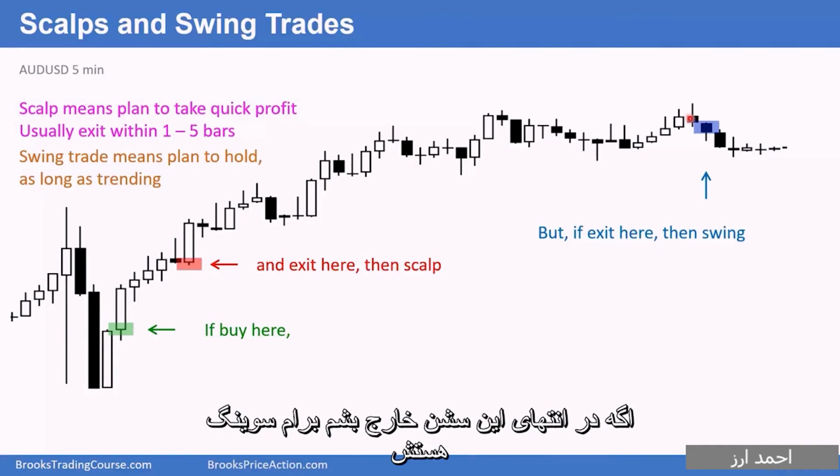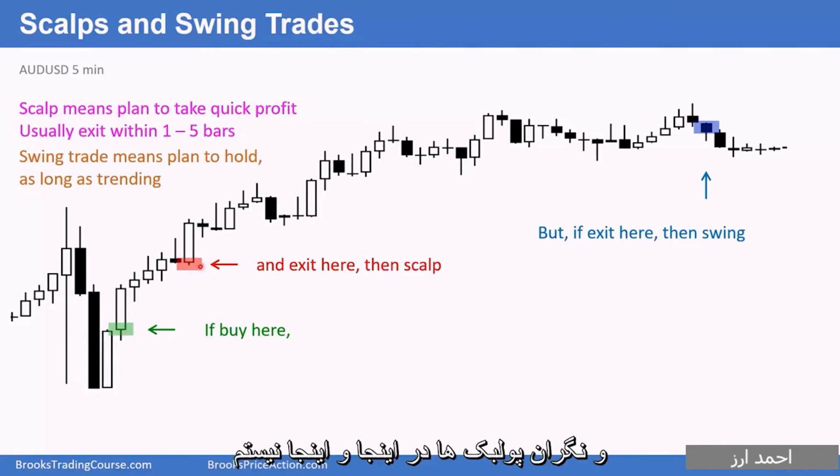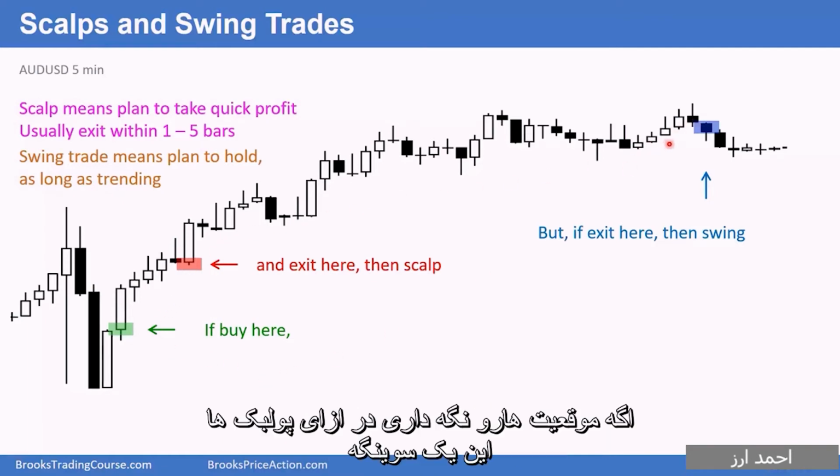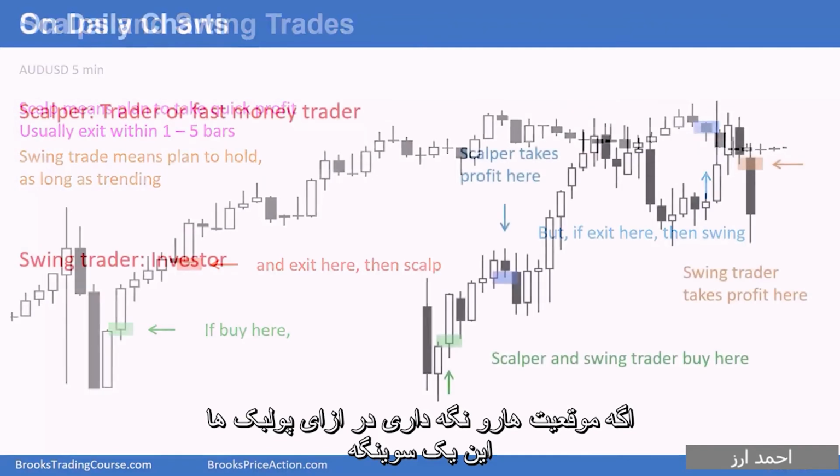If I'm exiting up here at the end of the session, to me, that's a swing trade. So I buy here. I don't worry about the pullback here or here or here or here or here. None of these look like major reversals. I'm willing to continue to hold despite all of the pullbacks, and then I look to exit at the end of the session. If you're holding through pullbacks and for a lot of bars, that is a swing trade.